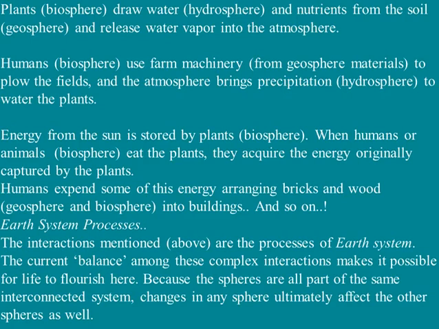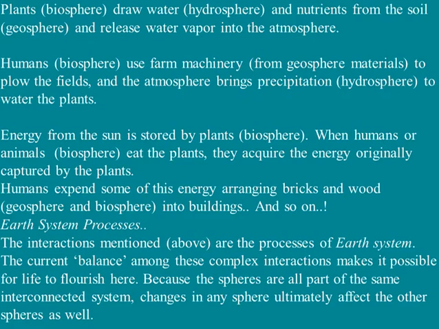How the earth systems can be termed into processes. The directions, the two or three interactions that I have only exemplified here, these are the processes of earth system. If you take the earth as a system, as a whole, the current balance among these complex interactions makes it possible for life to flourish, because for life and these processes to go on, they need to be in a dynamic phase, which comes from the interaction of these spheres. Because the spheres are all part of the same interconnected system, that is the earth system.